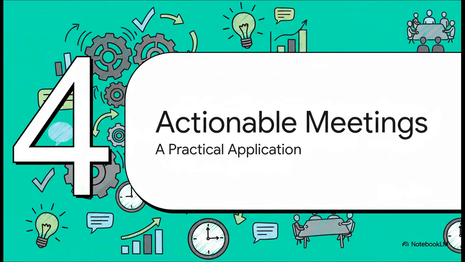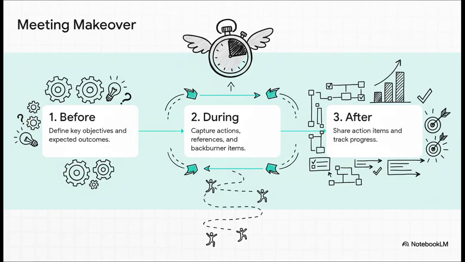All right, so now we get the theory. Let's talk about where this system really, really shines in the real world: fixing meetings. Yes, finally. We've all been there, right? That meeting that drags on and accomplishes nothing. Well, we can fix that. The action method can turn any meeting from a total time waster into a super productive session just by thinking about it in 3 phases: before, during, and after.